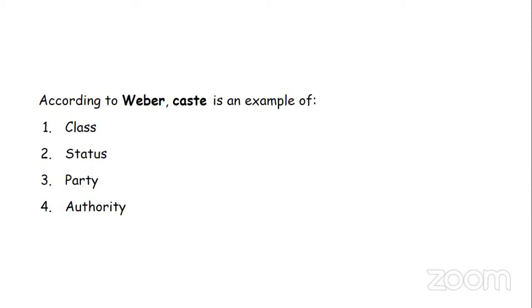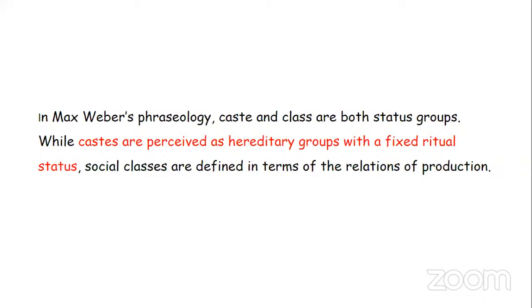Okay, let's check the answer. The right answer is option 2, status. According to Weber, caste is an example of status. In Max Weber's phraseology, caste and class both are status groups.